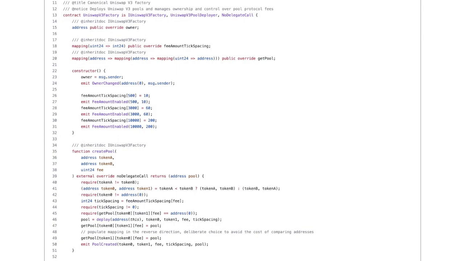Okay, cool. In line 46, pool equals deploy, address this. I don't know where they get deploy. I think it's from the deployer again. Must be.